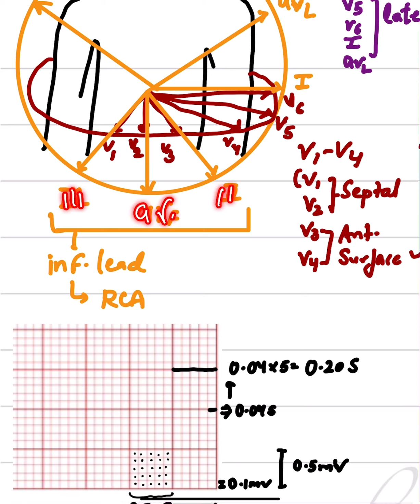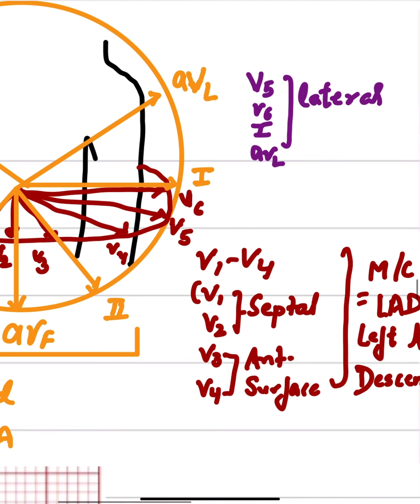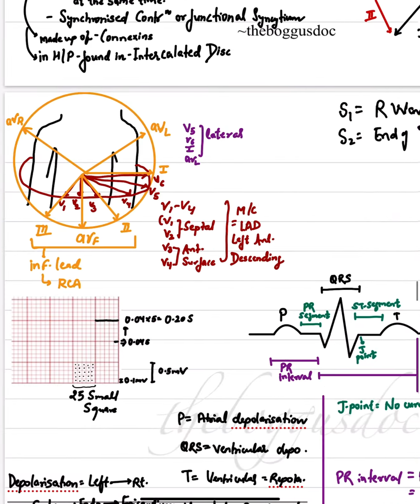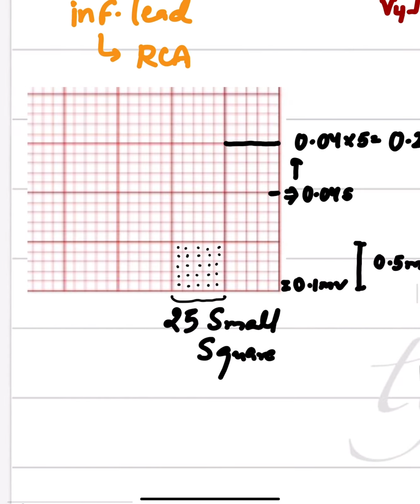So the inferior leads are lead 3, AVF, and lead 2. These are the inferior leads, supplied by the RCA. V1 to V4, on the front side, are the septal or anterior surface leads. This is the most commonly affected territory in LAD, left anterior descending artery infarction. V5, V6, lead 1, and AVL are the lateral leads, affected in lateral ischemia.